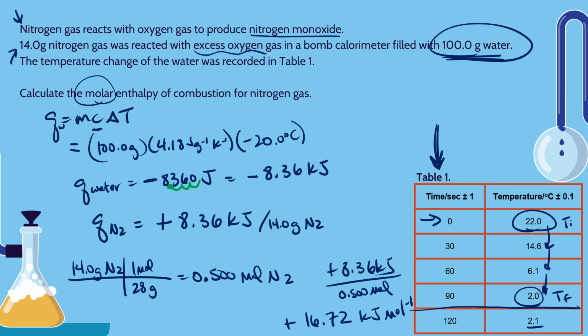Let's do a sig fig check. I've got 3, I've got 4. We're going to keep 3: 1, 2, 3. That 2 does not change the 7. So our final answer, the molar enthalpy of combustion for nitrogen gas, is a positive 16.7 kilojoules per mole.